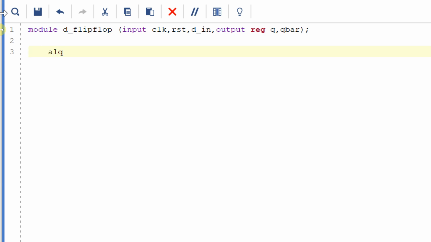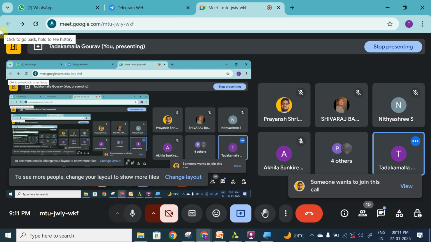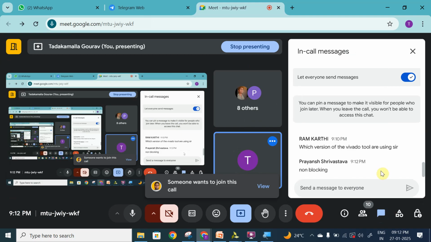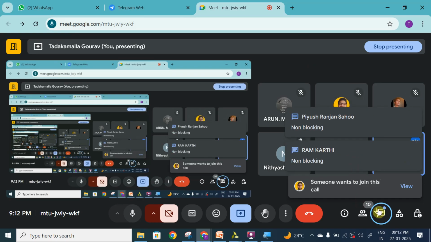So always at the positive edge of clock, my design should work. Begin. If reset, my q, should I use non-blocking or blocking? Should I use blocking or non-blocking for this particular design? Okay, non-blocking. We should use non-blocking.